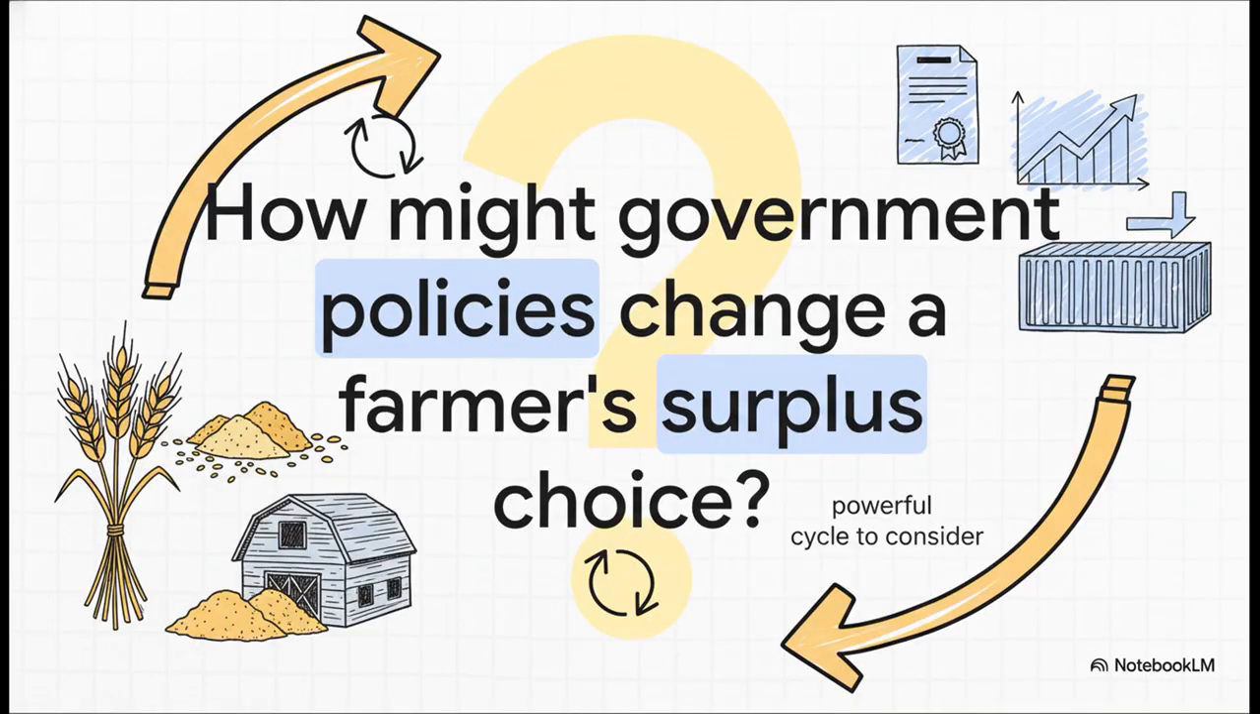So that leaves us with one final thought to chew on. We've seen how a farmer's choice about their surplus can shape national policy. But what about the other way around? How do you think those policies, things like price guarantees or trade rules, then influence that farmer's original decision on how much to sell? It's this powerful feedback loop, this economic cycle. Something to think about. Thanks for joining me for this.